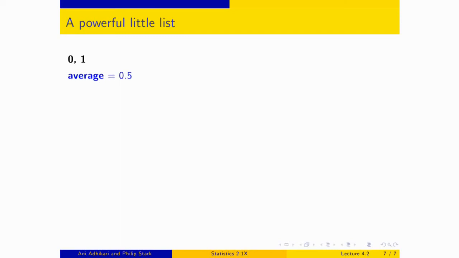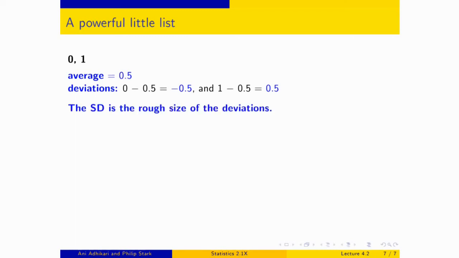What's the SD? Well, for that we need the deviations. The deviations are surely minus a half and plus a half: 0 minus the average, 1 minus the average. What does the SD measure? The rough size of the deviations, without regard to sign, if you recall. Well, if it's without regard to sign, then aren't we looking at 0.5 and 0.5? And roughly what's the size of that? Surely it's 0.5.